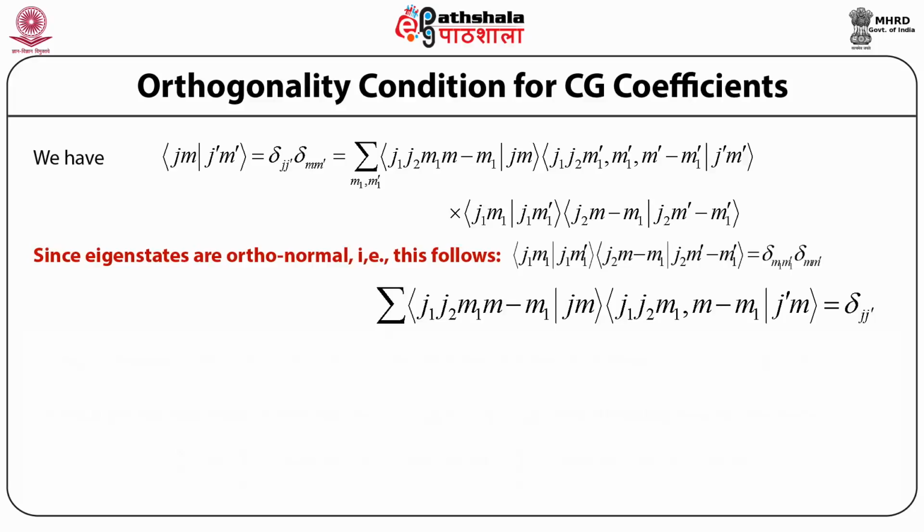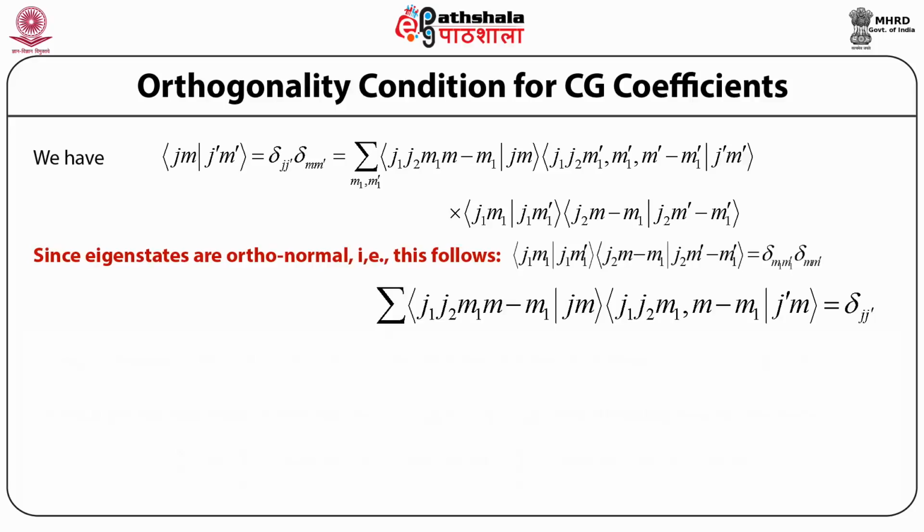is equal to Kronecker delta J J', Kronecker delta M M', and this is equal to the summation over M1, M1' of <j1 j2 m1, M minus M1|J M> <j1 j2 M1', M' minus M1'|J' M'> times <j1 M1|j1 M1'> times <j2 M minus M1|j2 M' minus M1'>.